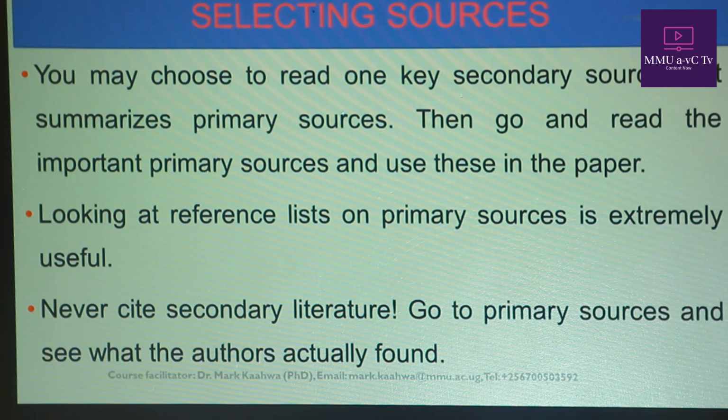Now, selecting sources. You may choose to read one key secondary source that summarizes primary sources, then go and read the important primary source and use these in the paper. Looking at reference lists on primary sources is extremely useful. Never cite secondary literature. Go to primary sources and see what the authors actually found.